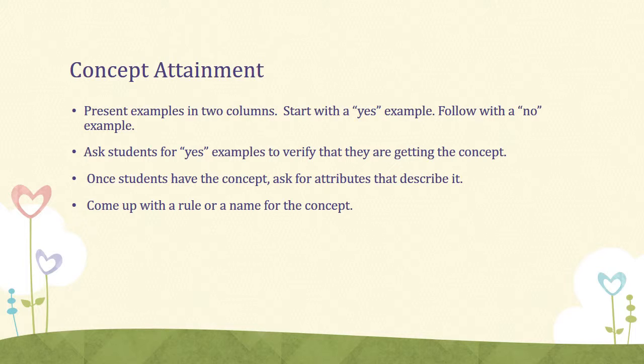Concept attainment. In this, we present examples in 2 columns. Start with the yes example and follow with the no example. Ask students for yes examples to verify they're getting the concept. Once the students have the concept, ask for attributes that describe it. Then come up with a name for it.